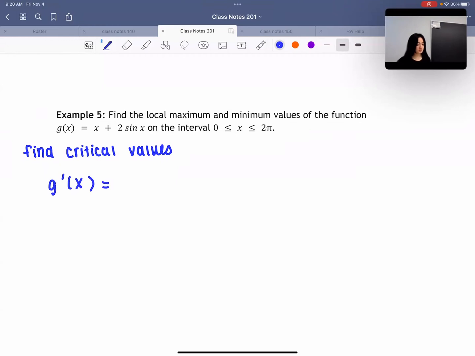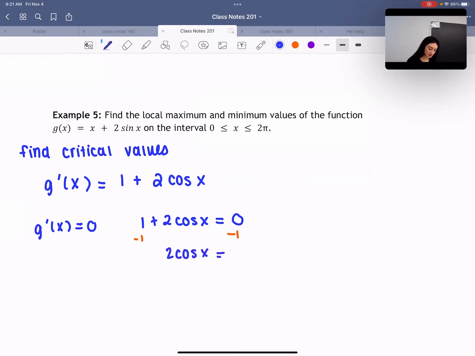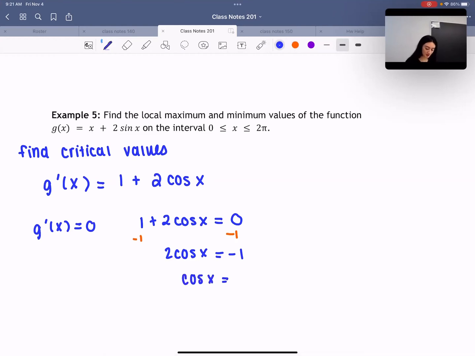Can someone tell me the derivative of my function? 1 plus 2 cosine of x, good. Okay, so critical values are where my derivative either equals 0 or where it doesn't exist. Let's do equaling 0 first. So setting my derivative equal to 0 gives me 1 plus 2 cosine of x equals 0. Subtract 1 from both sides to get 2 cosine of x equals -1. And then dividing by 2 on both sides, I get cosine of x equals -1/2.